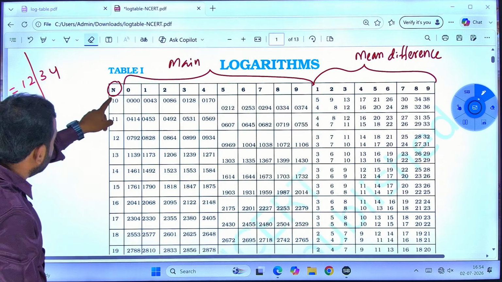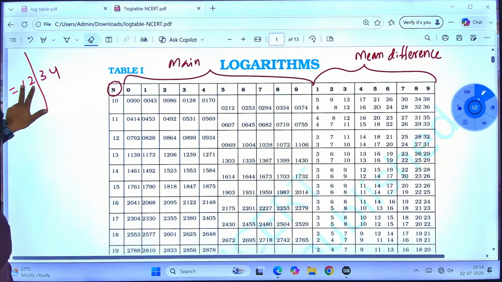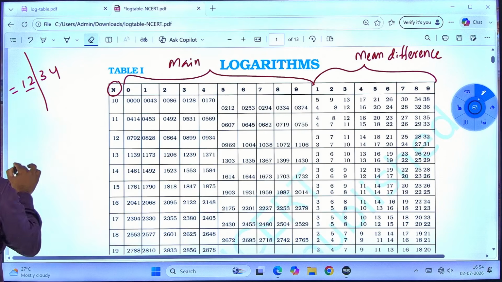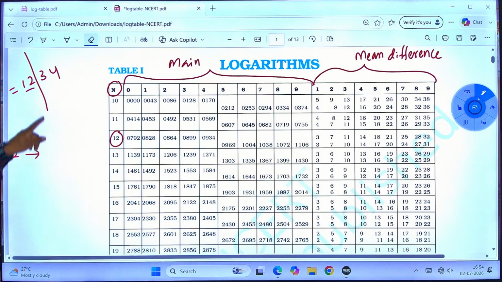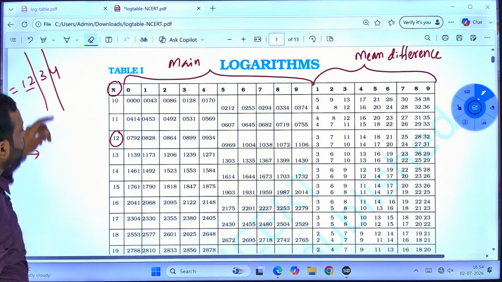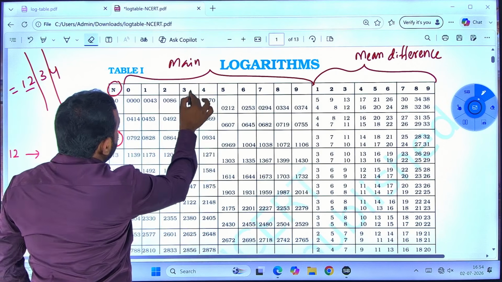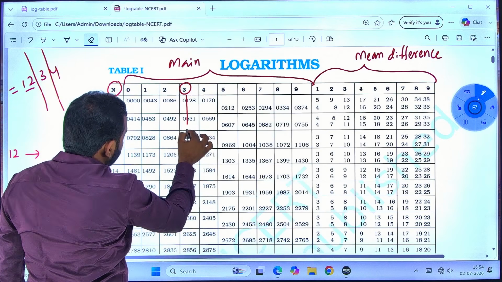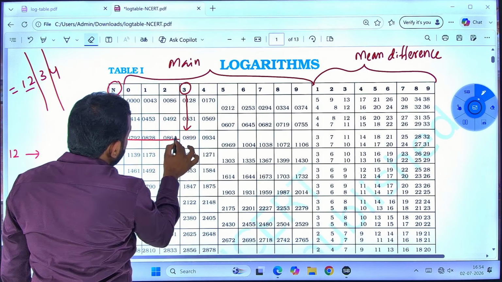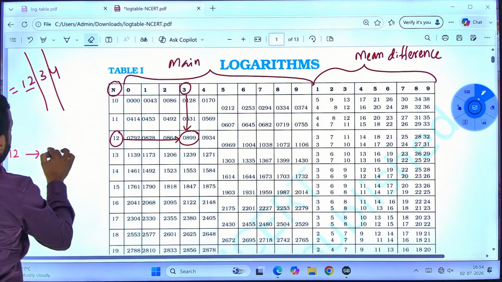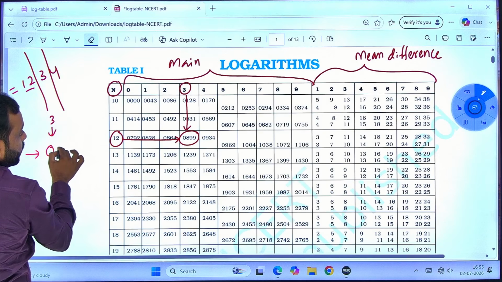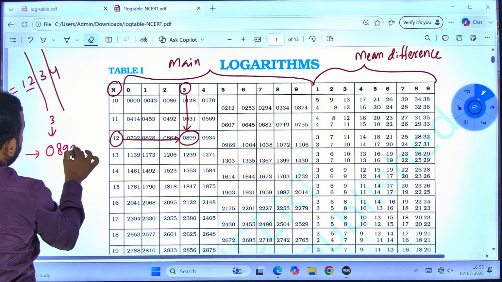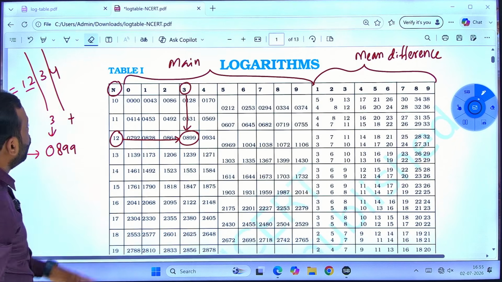Where are the first two digits? These two digits. We have to find this. What is that? 12 under the third digit. Where is 12? What is the third digit? 3. So we find 12 under 3. Carefully observe it. 12 under 3, what did we get? 0899.